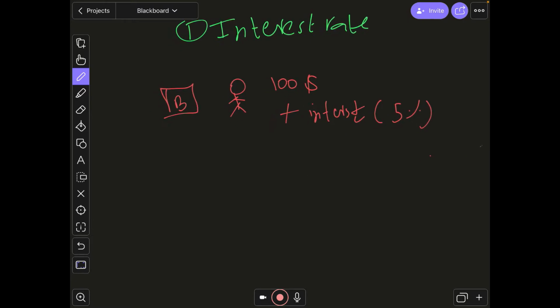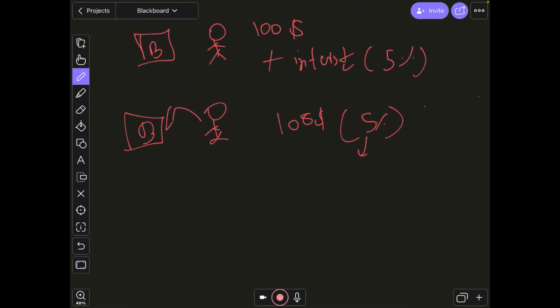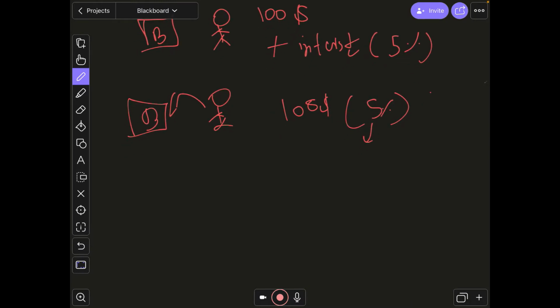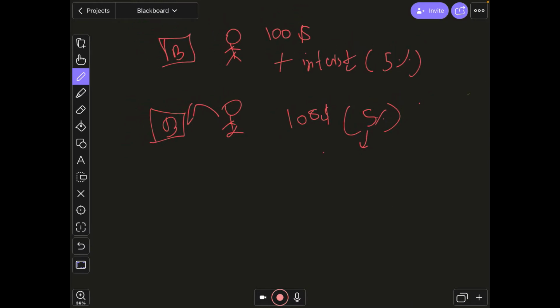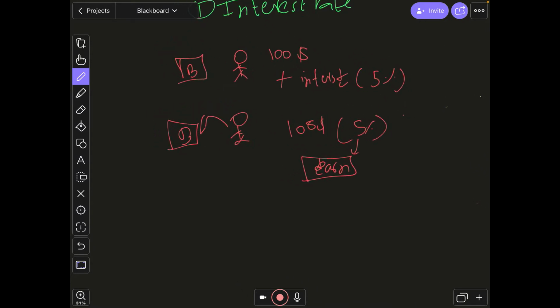But at the same time, if I was to go to the bank, this is again me, and deposit some money inside the bank, let's say again $100, then I will also earn interest, let's say 5%. So I will earn money off of the money which I deposited inside the bank, right? I'm going to earn on top of this. So this is the basic concept of interest rates.